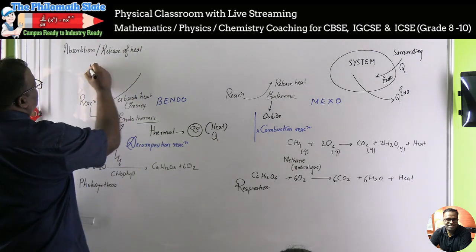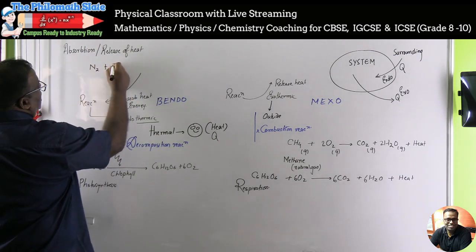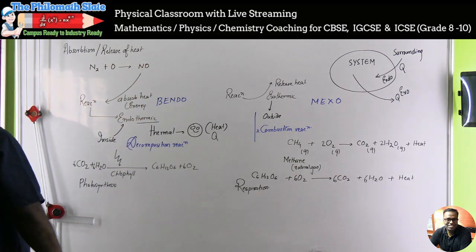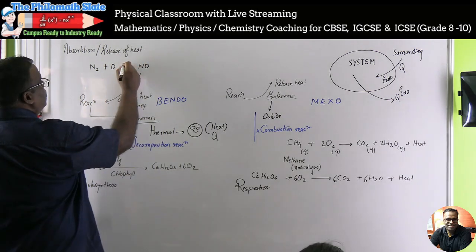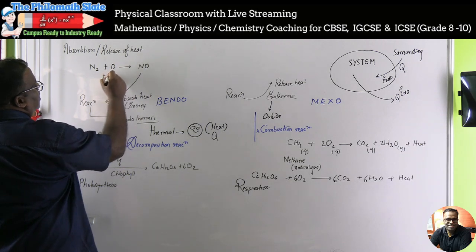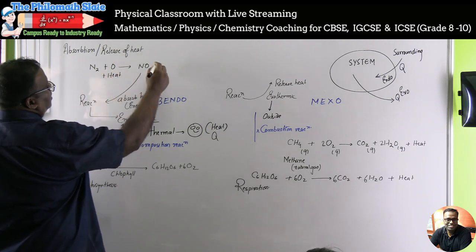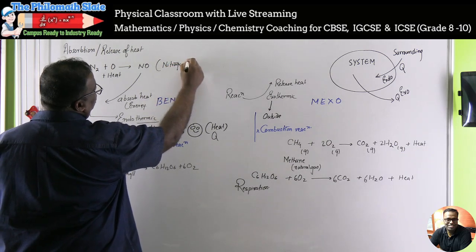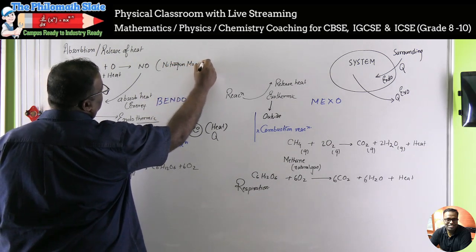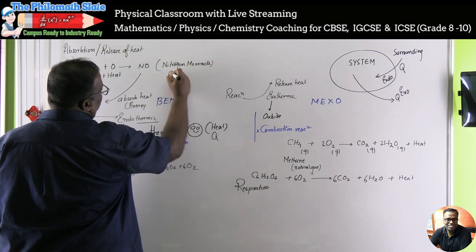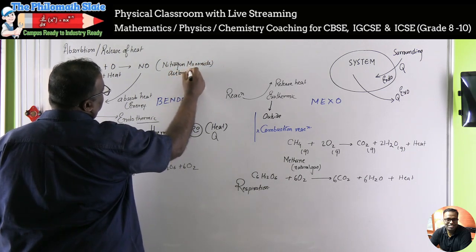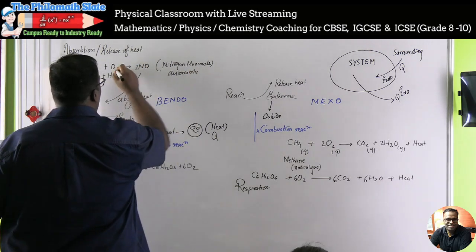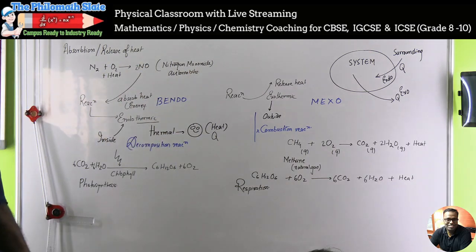Some more. Nitrogen reacts with oxygen to form nitrogen monoxide. Here heat will be absorbed. This is endothermic. Nitrogen monoxide. This is happening in automobiles. Complete combustion does not take place. N2 plus O2 will give you 2NO.